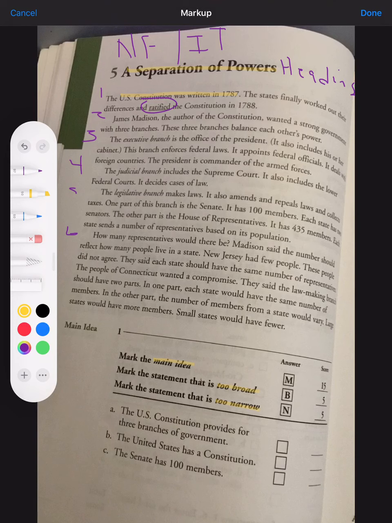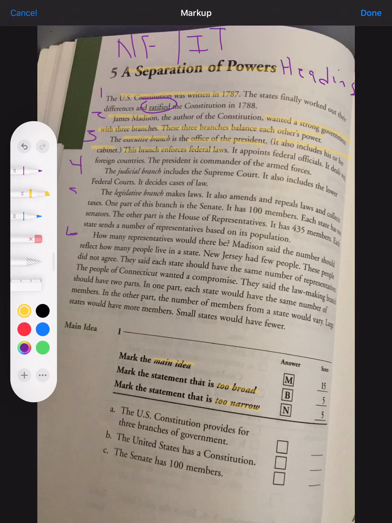James Madison, the author of the Constitution, who, by the way, was from Virginia, wanted a strong government with three branches. These three branches balance each other's power. The executive branch is the office of the president. It also includes his or her cabinet. And by cabinet, that does not mean something in the kitchen. A cabinet is a group of people that advise the president, such as Secretary of State, Secretary of Defense, Secretary of Education, and so forth.